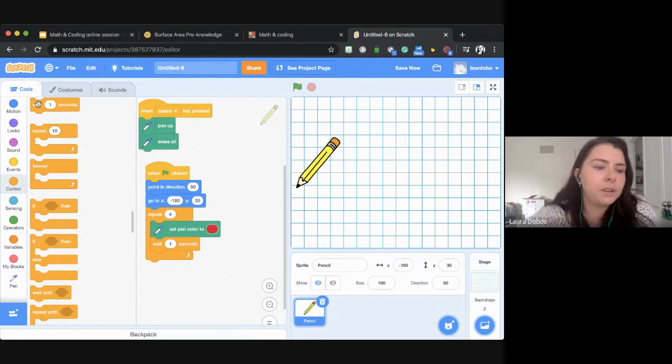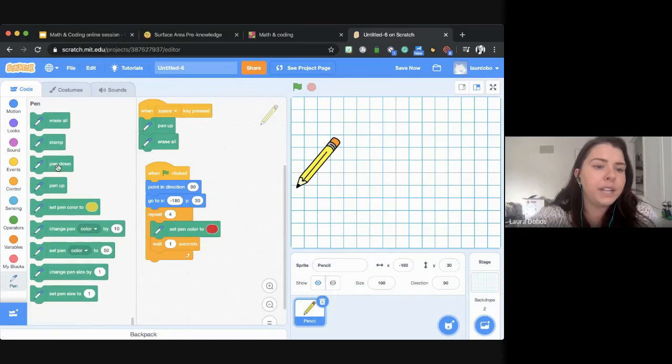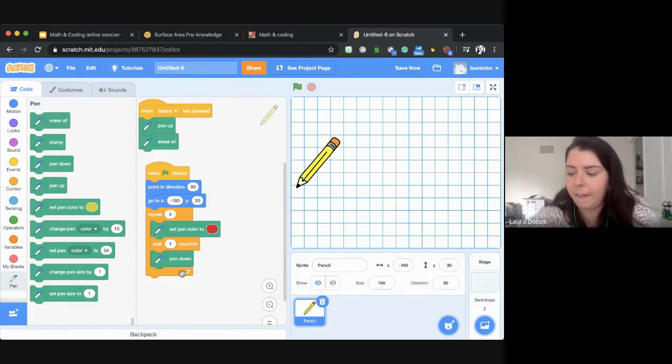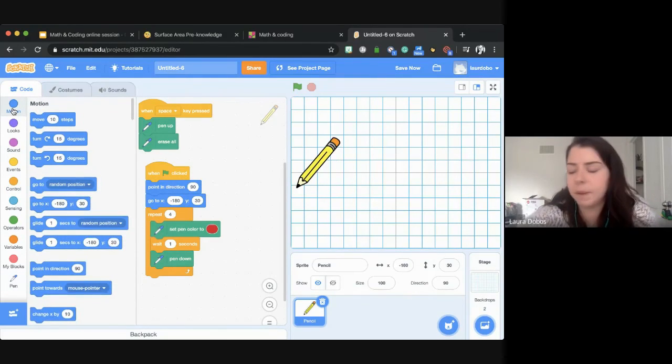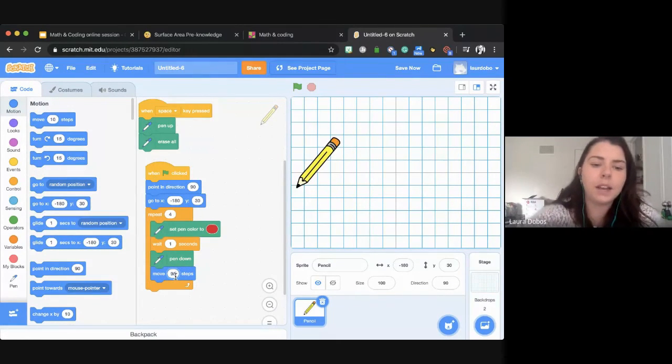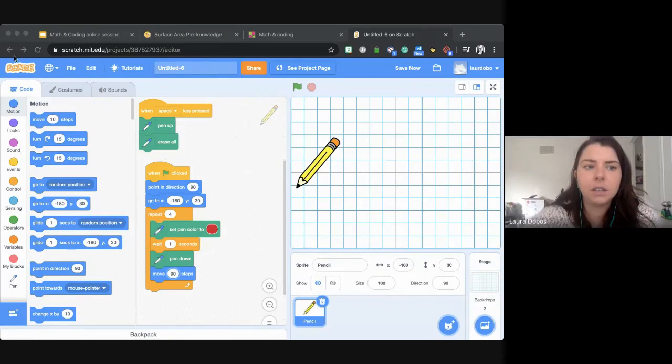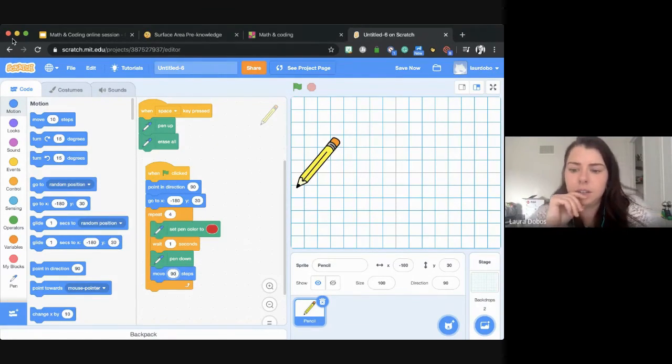You're now going to say, okay, I want to take my pen and I want to put it down, which means I want it to start drawing. Okay. I'm now going to go up to my motion and I'm going to say, okay, now I want you to move 90 steps. Does anyone remember why I'm moving 90 steps? Yeah, exactly. Thanks, Jacqueline.